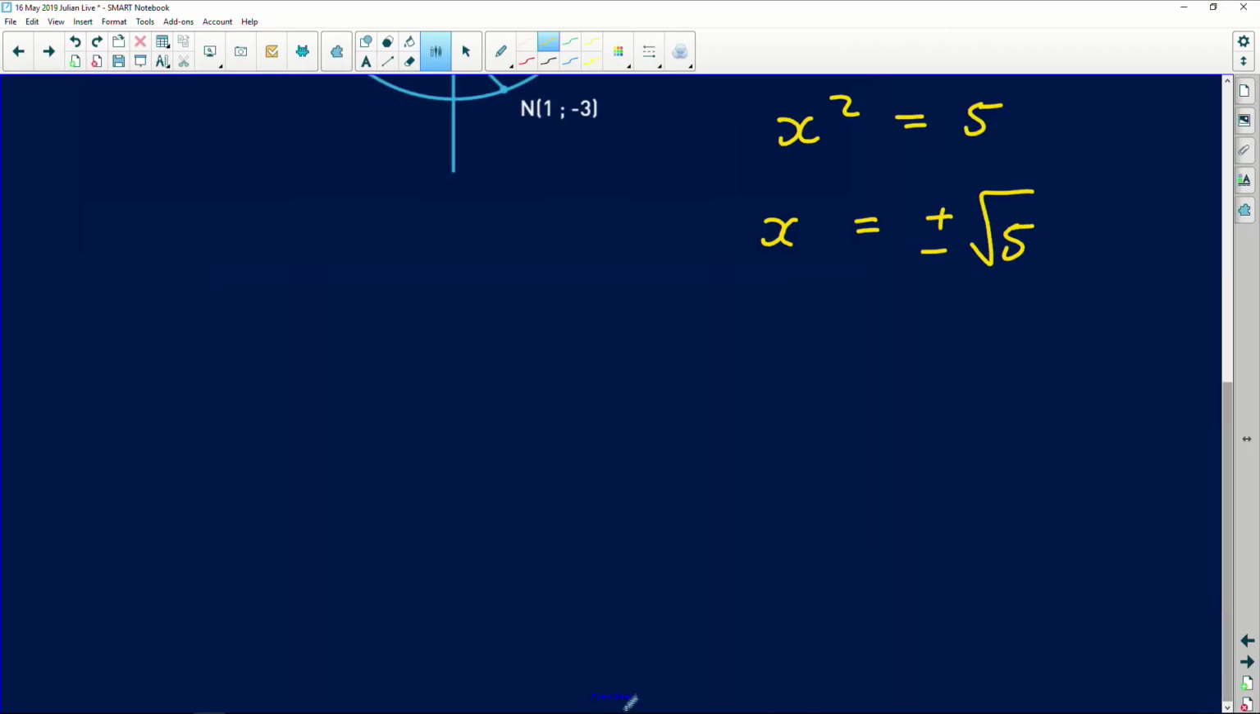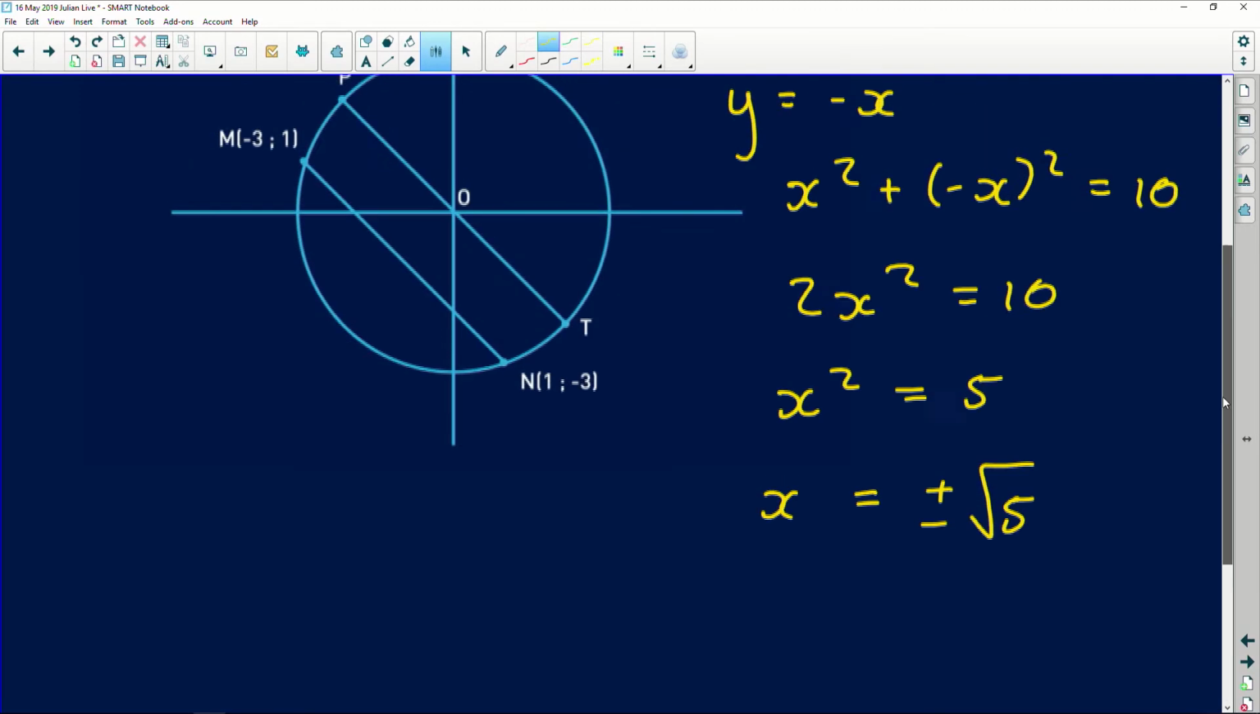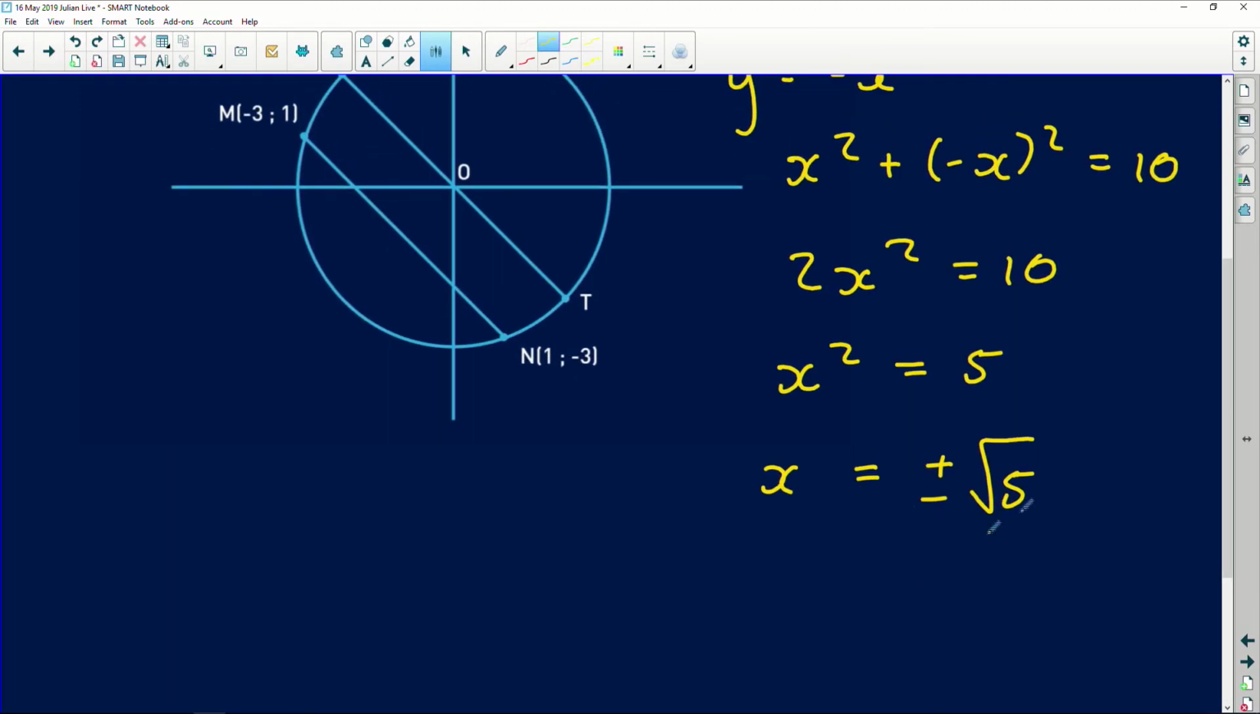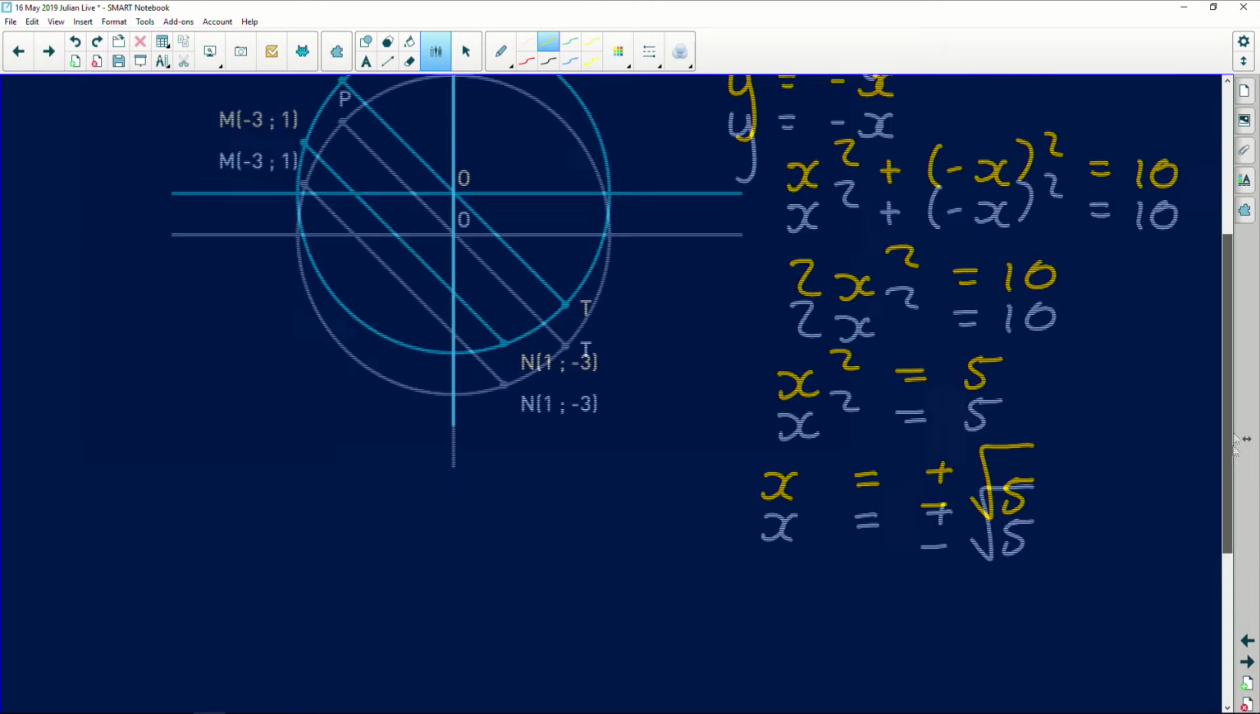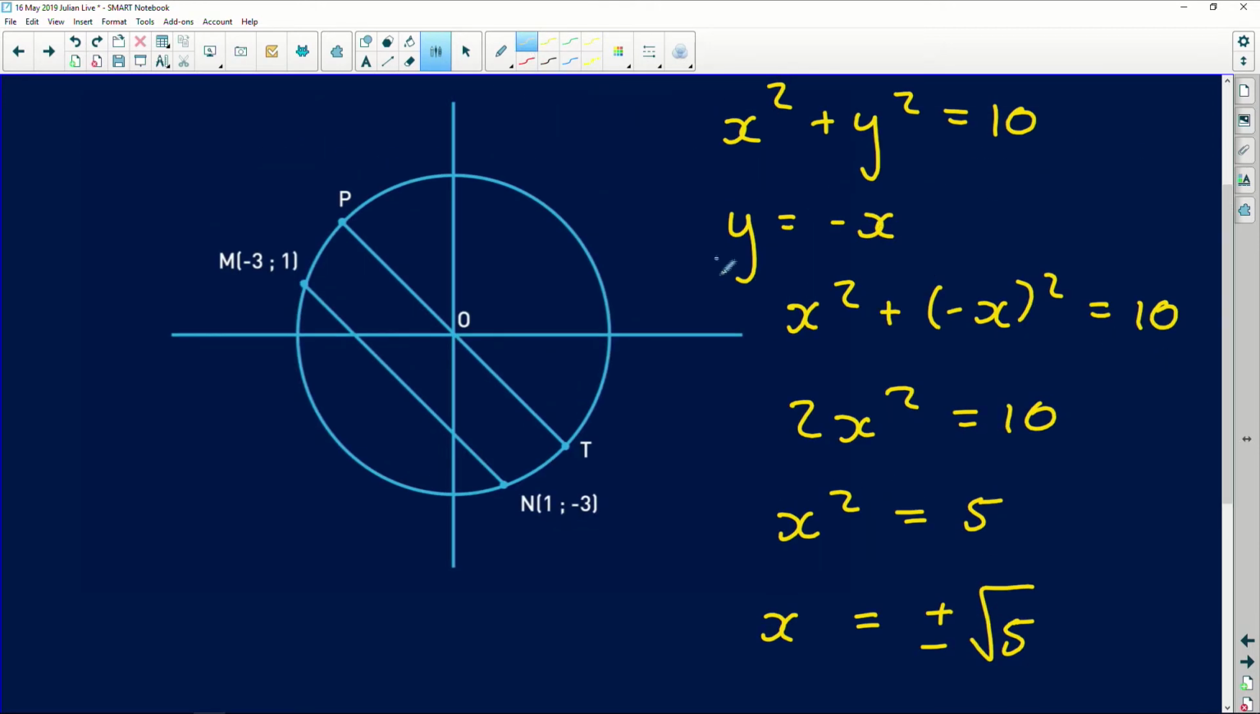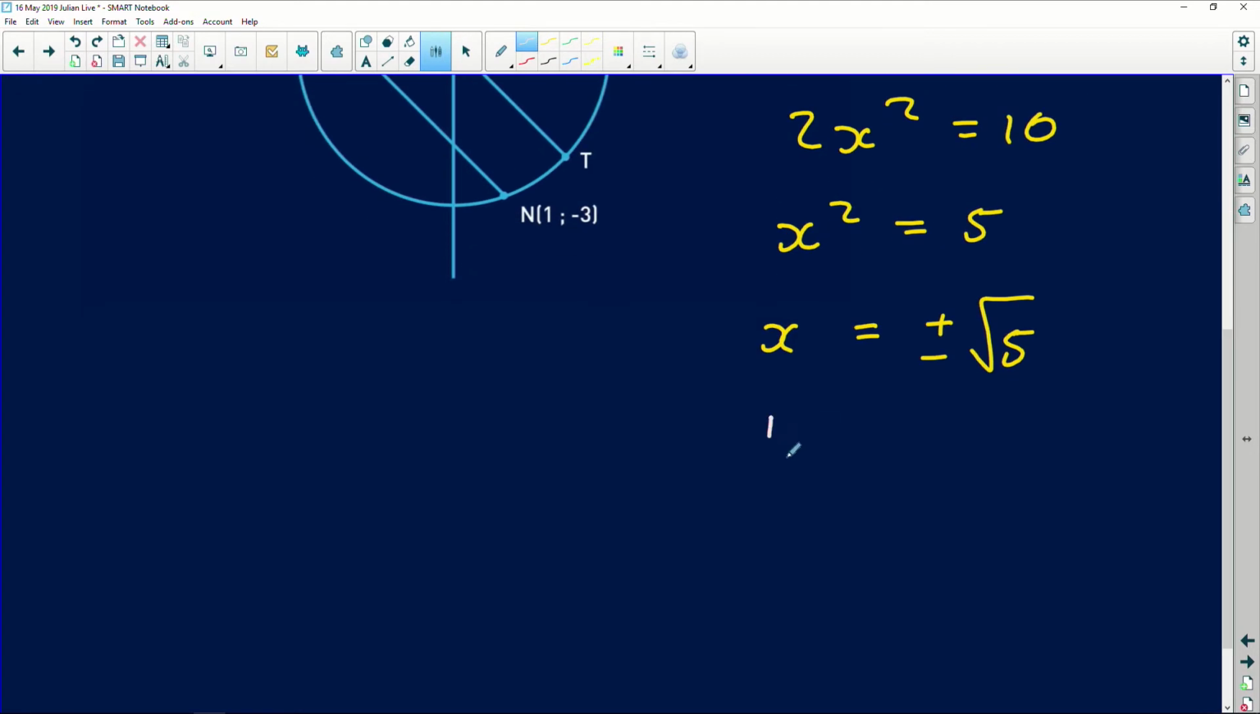If we then have to solve for my other coordinates, well, we know x is positive or negative root 5, and we have this equation over here which is useful, y is equal to negative x. So my y coordinates are then going to become the opposite of this.